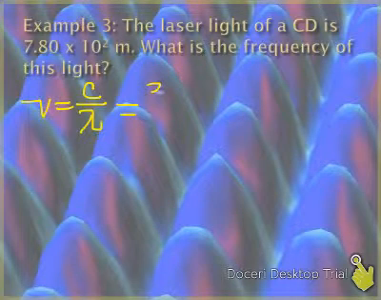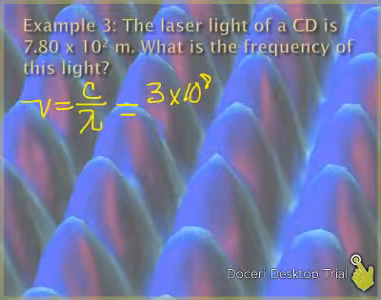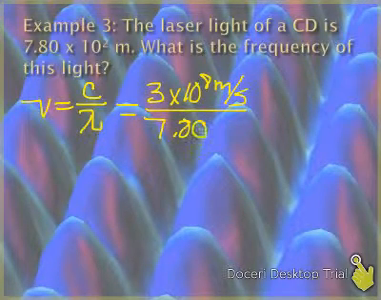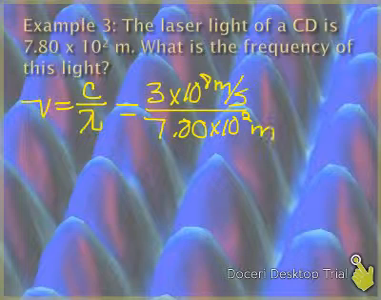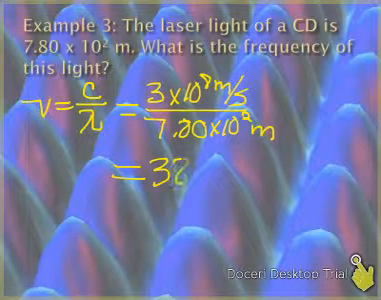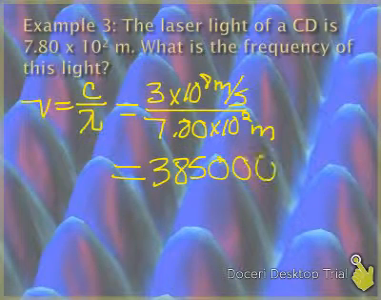Three-variable equation, easy peasy for us. We're going to do 3 times 10 to the 8th meters per second divided by our wavelength, which is given to us as 7.8 times 10 to the second meters. Plug that into your calculator, and we're going to get 384 blah blah blah thousand. And we're going to have to round, right? How many significant figures do we have? 3. It's going to give you 6 figures, and we have to round to only 3, so we're going to round that number to 385,000.